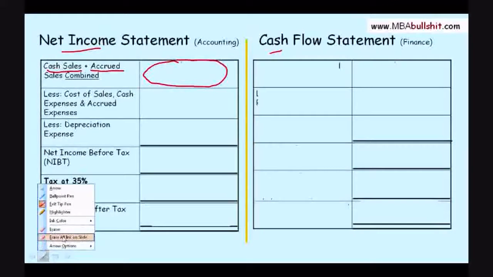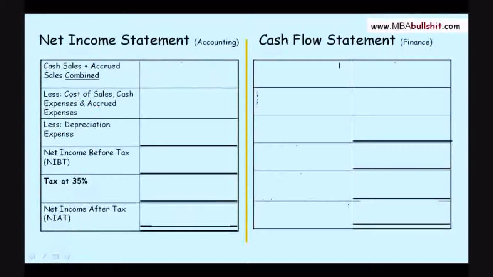And then, also in the net income statement, we have to include the cost of sales and the expenses, right? So if you bought the car and you had to buy tires for the car, you have to include that as part of your cost of sales. Now, in accounting, you'll include both the cash expenses and the accrued expenses. What are cash expenses? Cash expenses means if you buy the tires and you pay cash to your supplier, you include that in the net income statement.